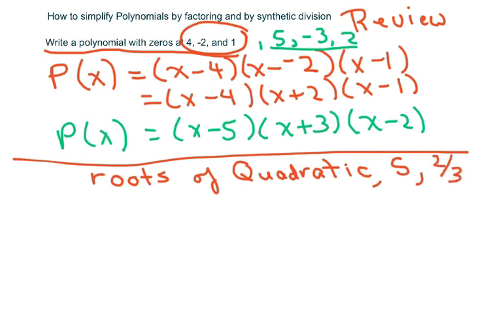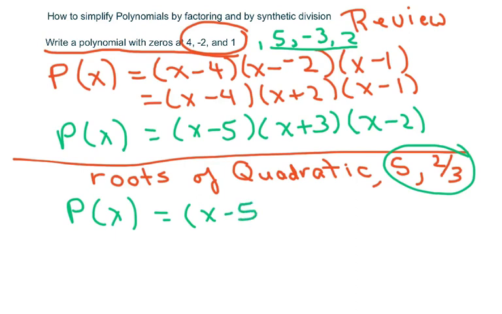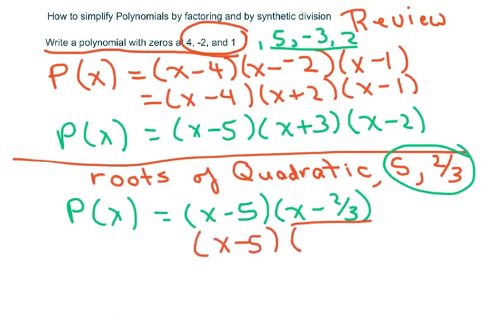So if the roots are 5 and 2/3, basically what you're doing is your polynomial would be x minus 5 and x minus 2/3. But they don't write it this way. What they do is they will write this as x minus 5 times 3x minus 2. So they're moving the 3 here, and I'll show you why.